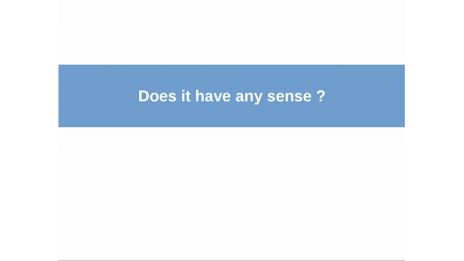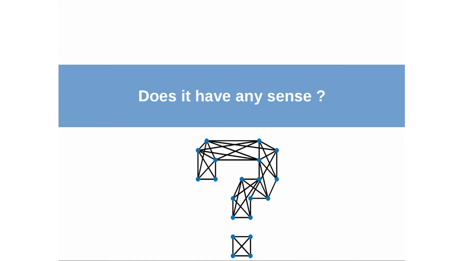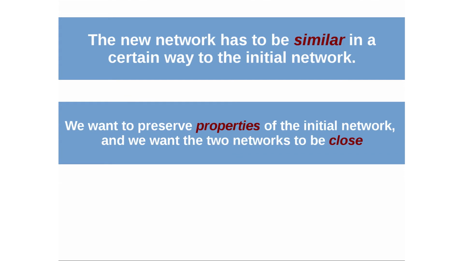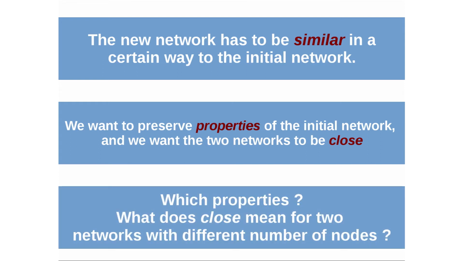This idea could work. But does it make any sense to reduce a network like that? Don't we lose all the information contained in the initial network? In order to give meaning to this reduction, we want the new network to be similar in a certain way to the initial network. We break down this similarity into two aspects. We want to preserve properties of the initial network, and we want the two networks to be as close as possible. These two objectives raise two questions. Which properties do we want to preserve, and what does close mean for two networks with different numbers of nodes?